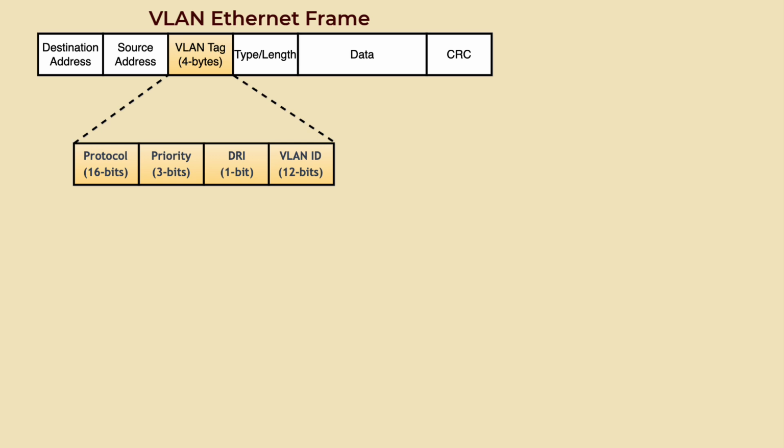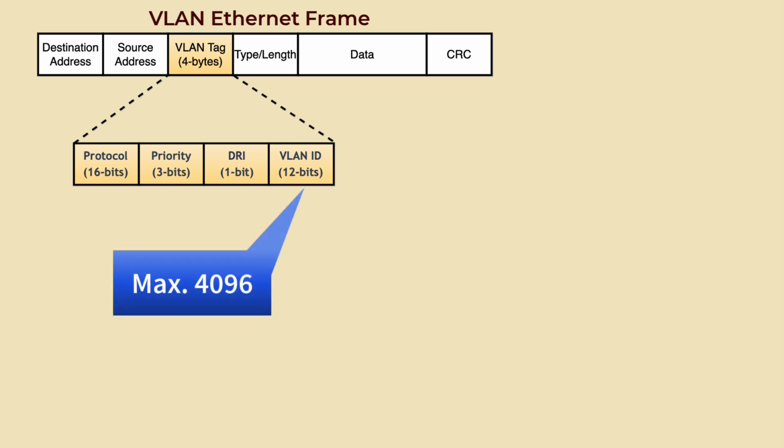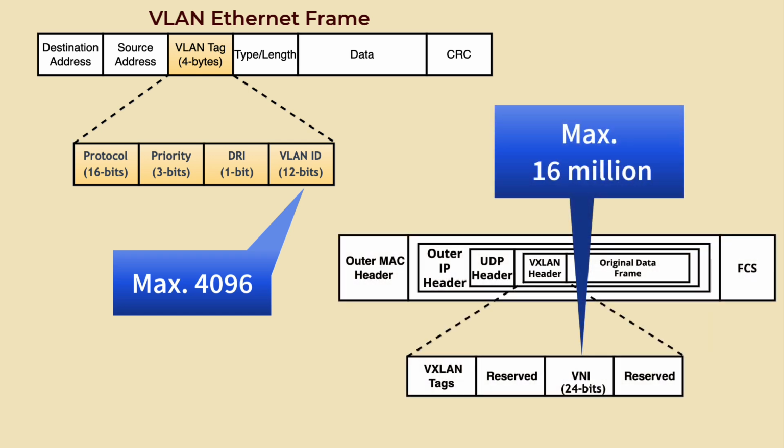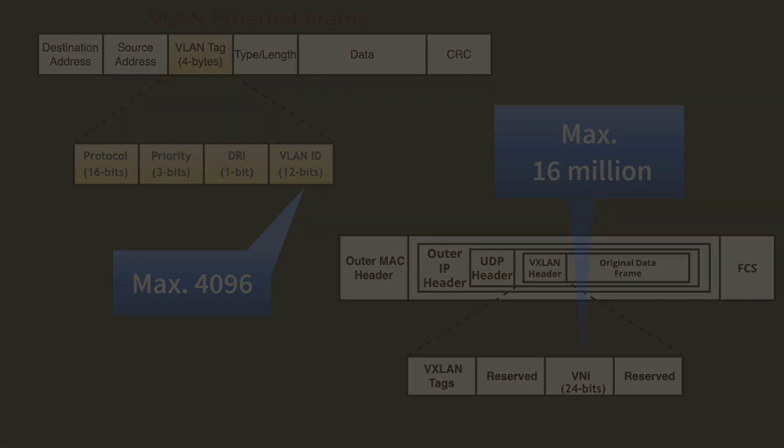Traditional network segmentation methods, such as VLANs, face limitations in large-scale environments due to their 12-bit VLAN identifier, which supports a maximum of 4,096 unique VLANs. This constraint poses challenges in accommodating the extensive segmentation needs of modern data centers. VXLAN addresses this issue by utilizing a 24-bit VXLAN network identifier, VNI, allowing for approximately 16 million unique segments, thereby significantly enhancing scalability.